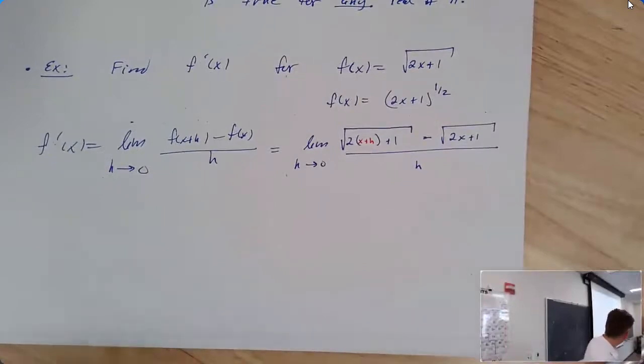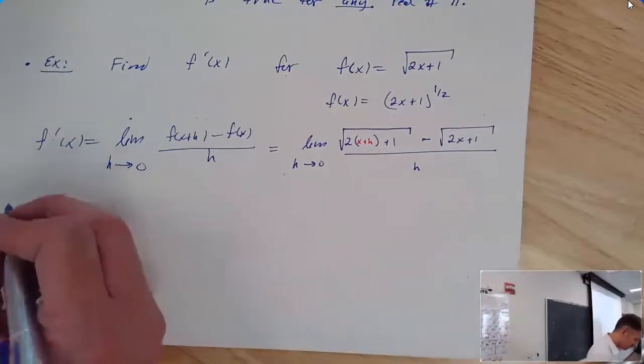That looks terrible, but it does look like a 0 over 0 type of limit. And we've had some practice with 0 over 0 types of limits. Especially when we see square roots, a common thing to do is to multiply by the conjugate. That's what we're going to do here. We're going to multiply the top and bottom by the conjugate of the numerator.